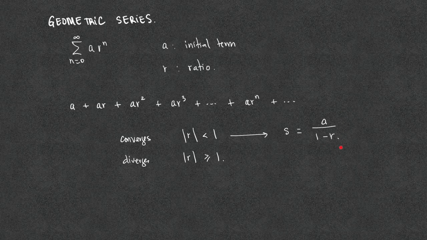In order to obtain the sum a over 1 minus r, it has to be a geometric series starting with the initial term a, the next term is ar, the next term is ar squared. This sum is a over 1 minus r only if the absolute value of r is less than 1. If the first term is not a, then we will not have the same sum. And if the ratio is greater than or equal to 1, then this series diverges, so we won't have the finite sum.